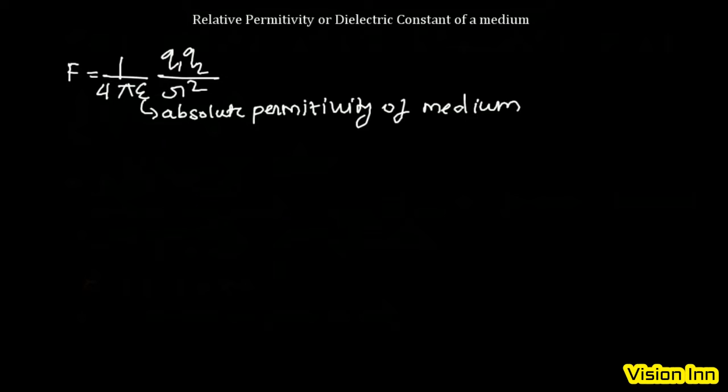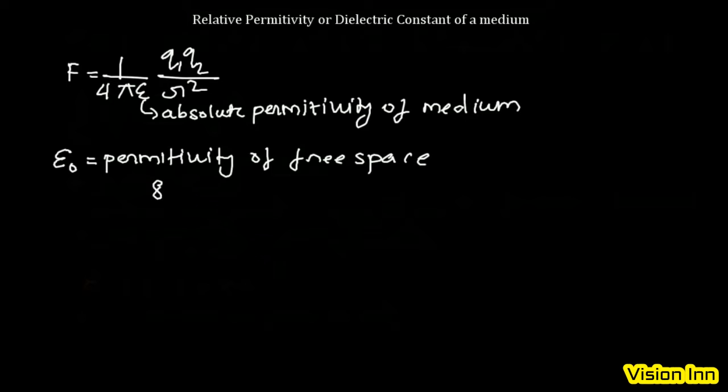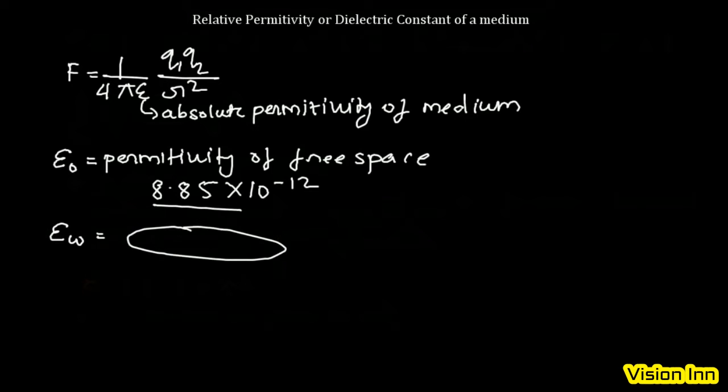Which will vary for different media. Now we know that the value of epsilon naught, that is the permittivity of free space, is 8.85 into 10 raised to minus 12. Similarly, permittivity of water will have such a big number, permittivity of other insulating materials will have such big numbers. So every time it becomes very difficult to put this number in this formula and do the math.